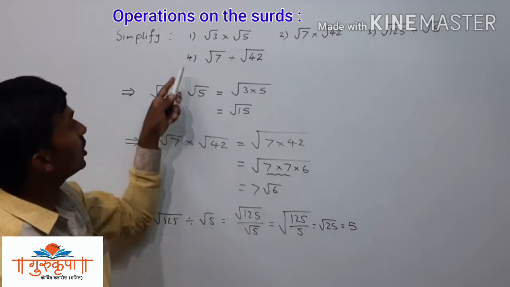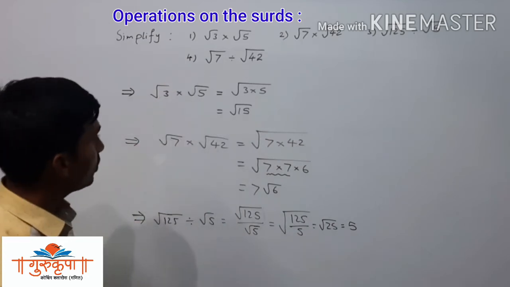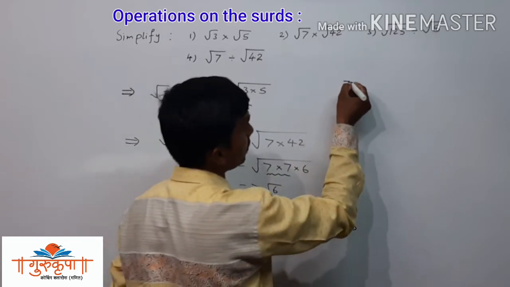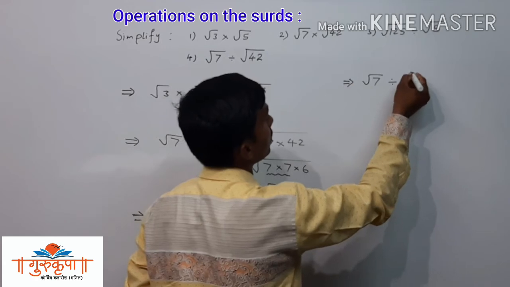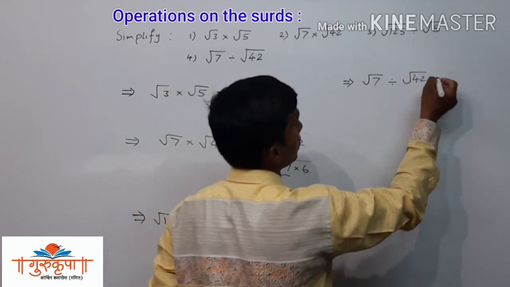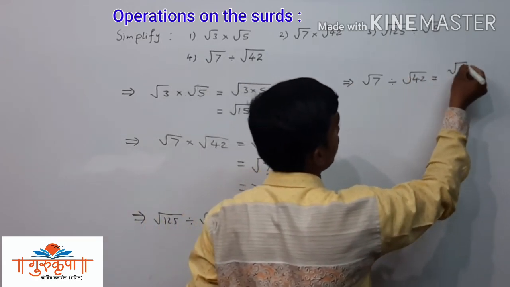Now we have one more example, that is example number 4. We will write that example here: root 7 divided by root 42. First we will write them into the numerator denominator form.